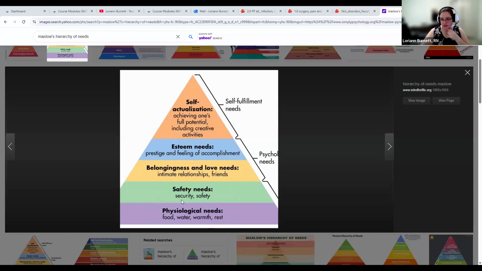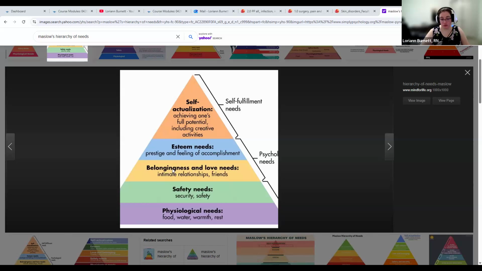We have our physical needs, which is the very bottom. This is usually what we think of for ABCs: airway, breathing, circulation. Food, water, warmth, rest. Pain is also there, but pain is the least important. Then we have safety above that, and this is safe walking, mobility. Do you have a safe place to live, a roof over your head, enough money to pay the rent?